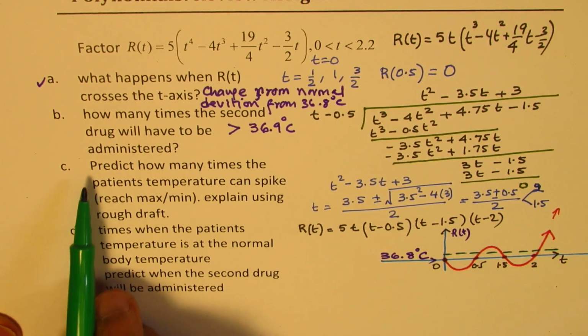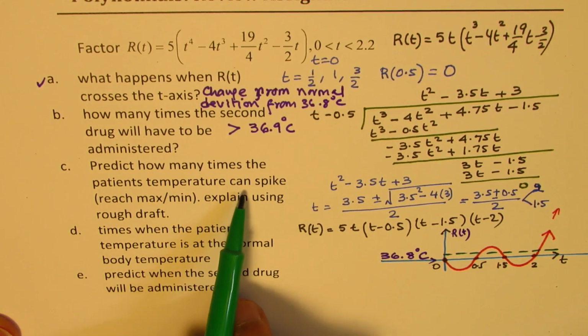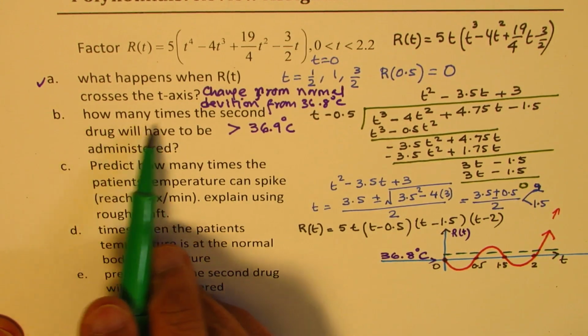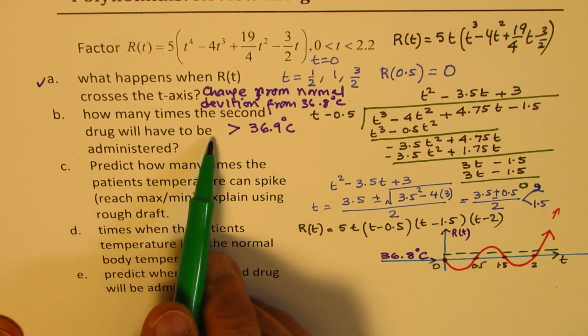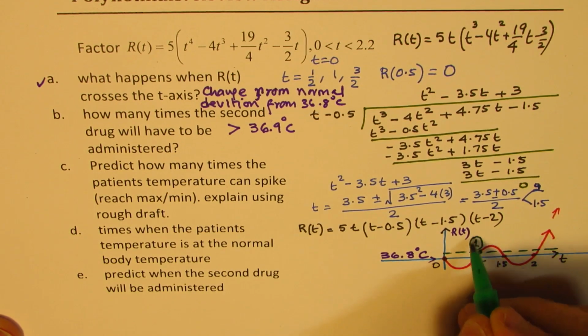So now when it says predict how many times the second drug will have to be administered, this part B, right? So you have to give it once as soon as it crosses, but once it does so, then it comes back to normal. You don't have to really give. So that is the effect of the medicine. It comes down. So that is one time you give, right?